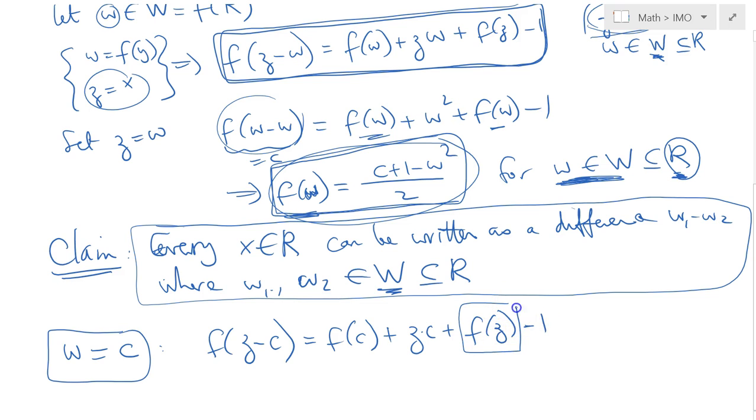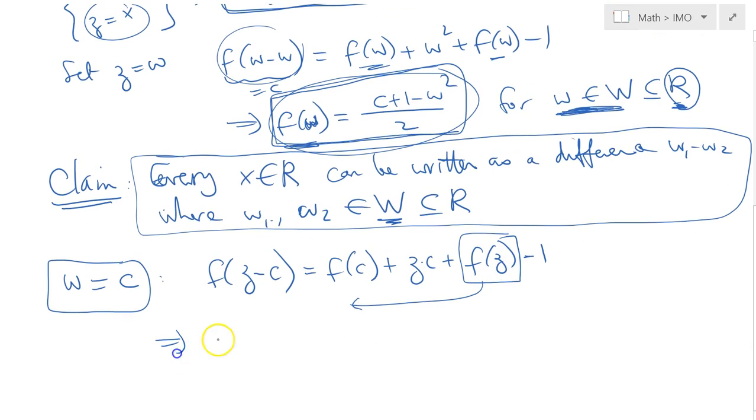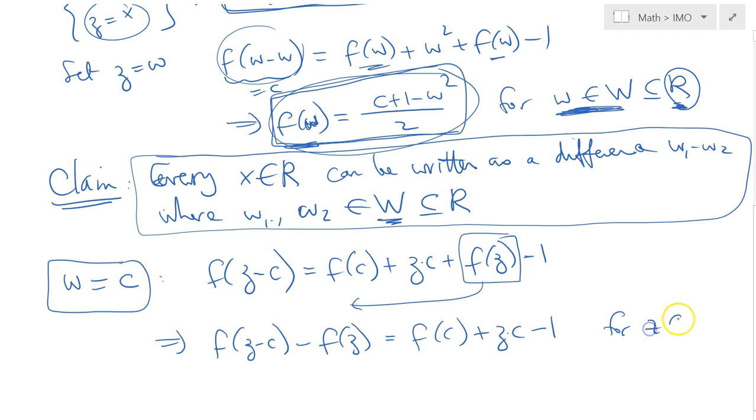But then if I move this f of z to the left hand side, I would get that this would imply f of z minus c minus f of z is simply equal to f of c plus z times c minus 1, and this is true for z in R, for real numbers.